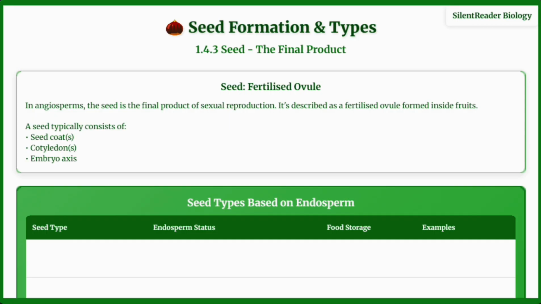Mature seeds are classified based on their endosperm status. Non-albuminous or exalbuminous seeds have no residual endosperm as it's completely consumed during embryo development, while albuminous seeds retain part of the endosperm as it's not completely used up. Occasionally, in some seeds like black pepper and beet, remnants of nucellus persist as perisperm.